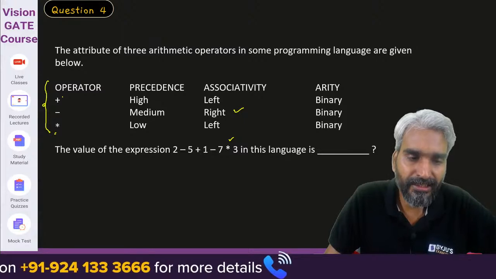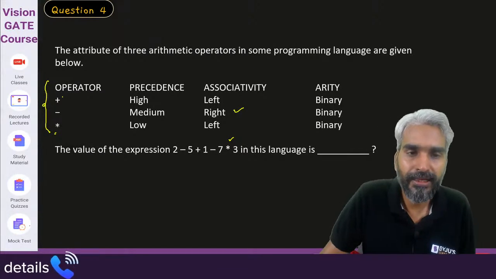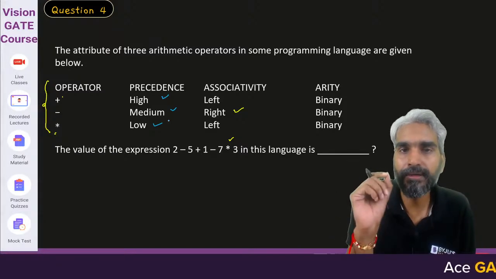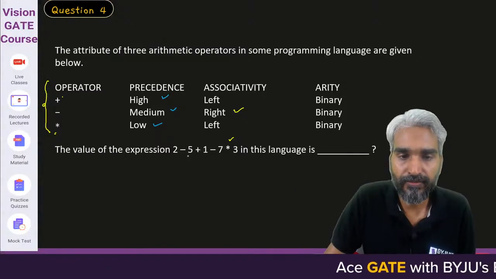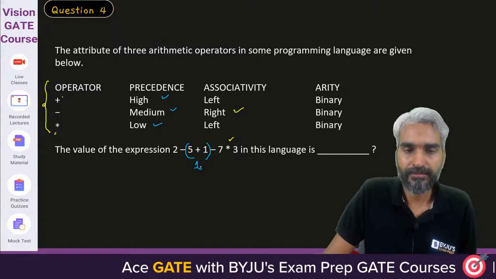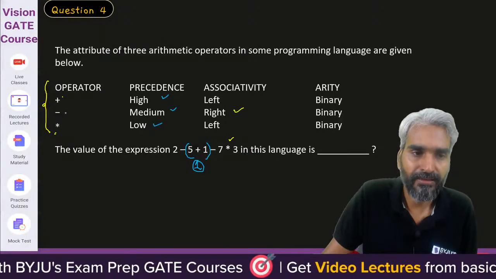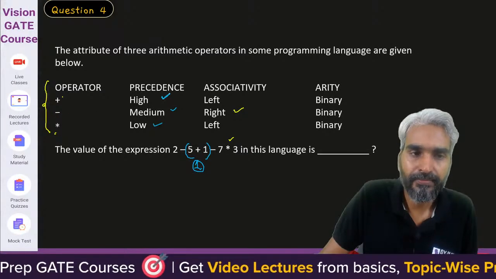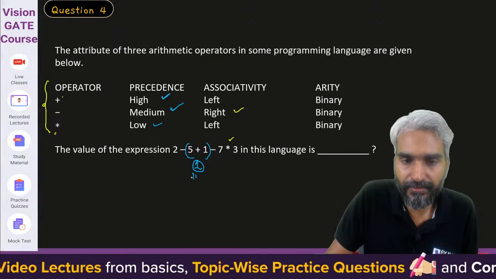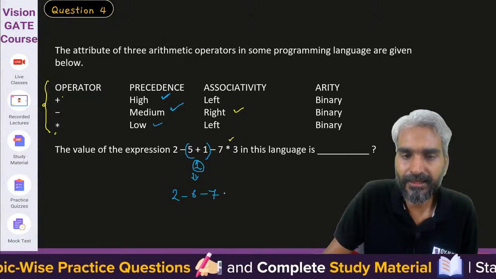We generally use BODMAS, but here we need to use the precedence based on this order. First of all, the operation with the highest precedence will be performed. The highest precedence is for addition, so first you perform 5 plus 1. Is there any other addition here? No, sir. After addition, the precedence is for subtraction. After this addition, 5 plus 1 will become 6, and this becomes 2 minus 6 minus 7 into 3.